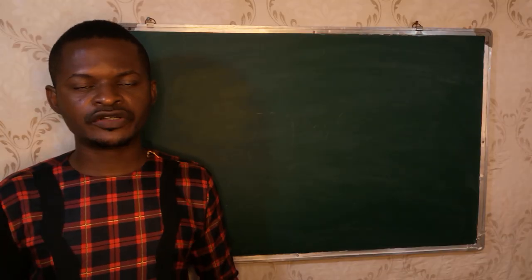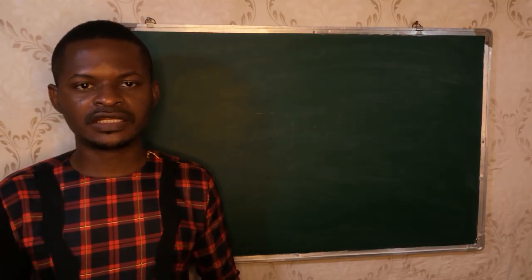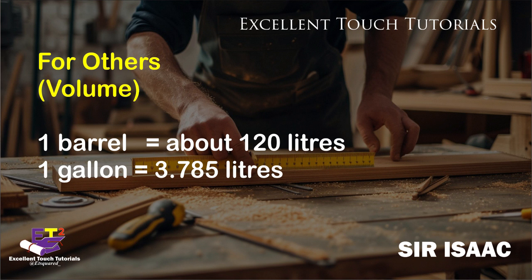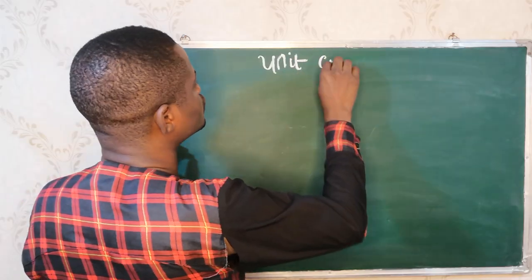And you may want to know what is the relation between barrel and liters. Barrel is used in measuring volume, just the same way liters is also used in measuring volume. So to convert from barrel to liter or liter to barrel, this relation may be very important and handy. 1 barrel is equal to 120 liters. Now let's look at some examples.